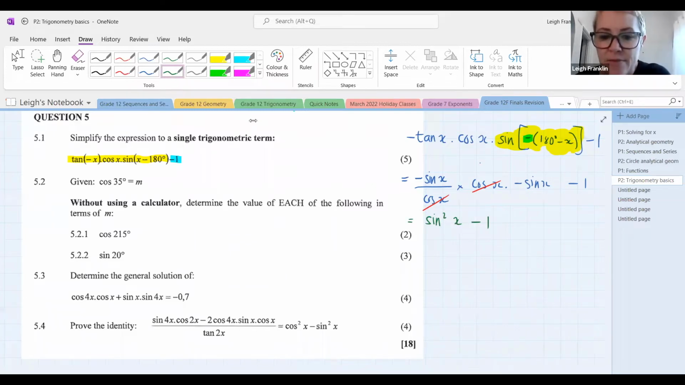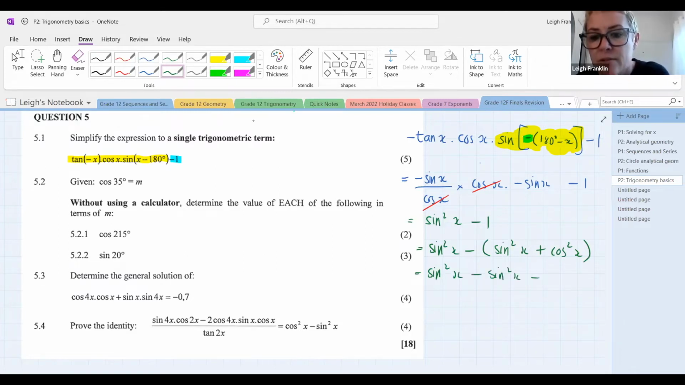And then I think probably the easiest thing for us to do is to write 1 as sine squared x plus cos squared x. So we've got sine squared x minus sine squared x plus cos squared x. And when we remove our brackets, we end up with sine squared x minus sine squared x minus cos squared x. So final answer would just be minus cos squared x.